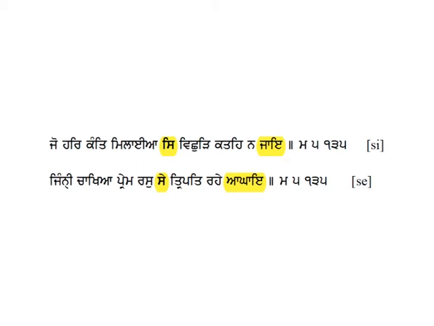"Jo har kan milaiye milaiya se", this has a short vowel, which should be "kate na jaye". "Jaye" again is with a short vowel. Again, "jinni chakhya prem ras", now this is "se", it is not "se". The problem, a very serious problem, is that in the same line you have the same letter with a short vowel and with a long vowel. Now this distinction must be made.